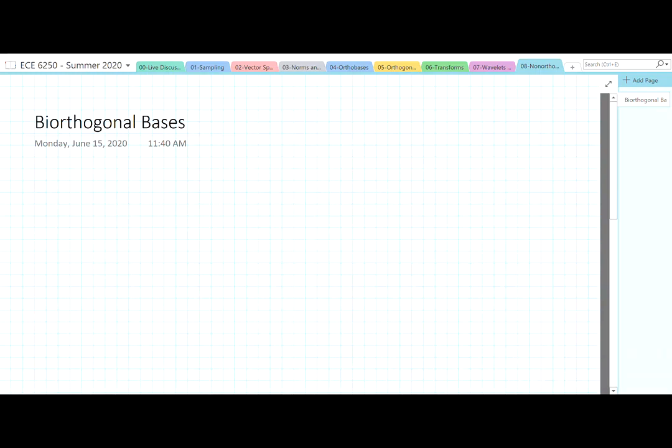Welcome back. So, we've fallen in love with orthonormal bases. They're very useful, but every once in a while, you need something that maybe isn't orthonormal, and there are a variety of reasons for this. We'll run through a few examples as we go along. But what can we do if we want to represent a signal with non-orthonormal bases?